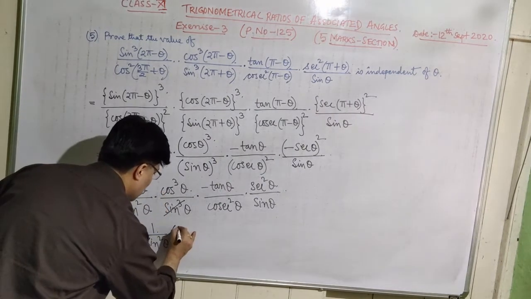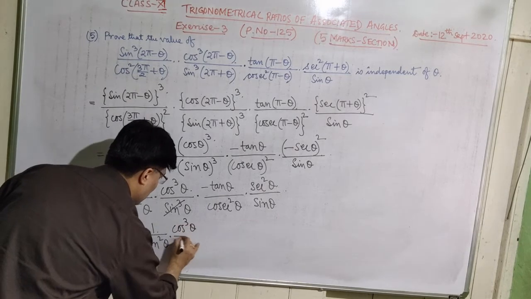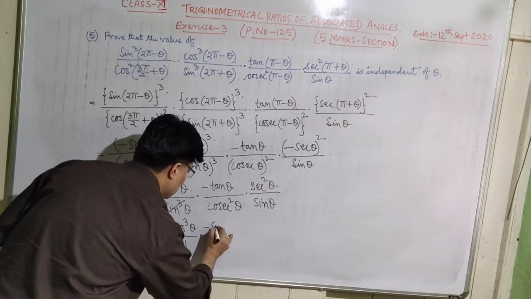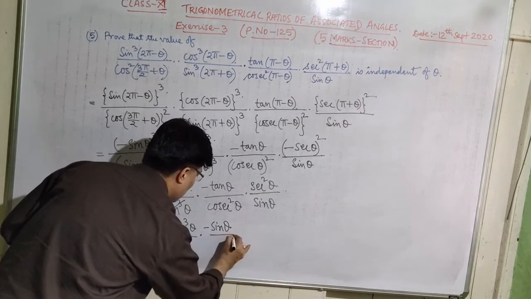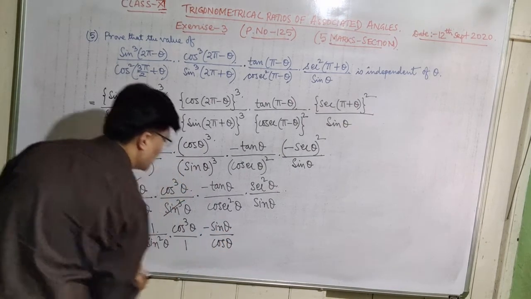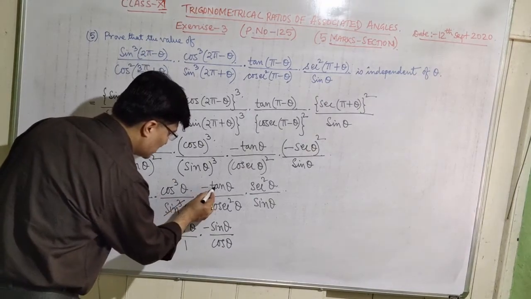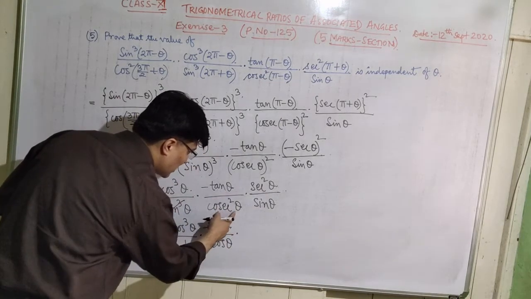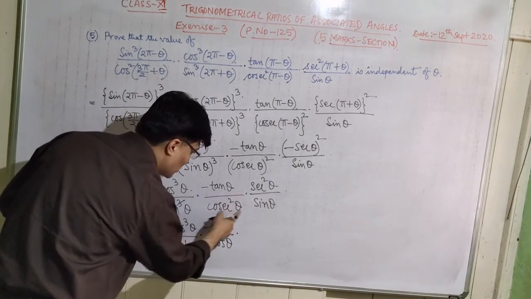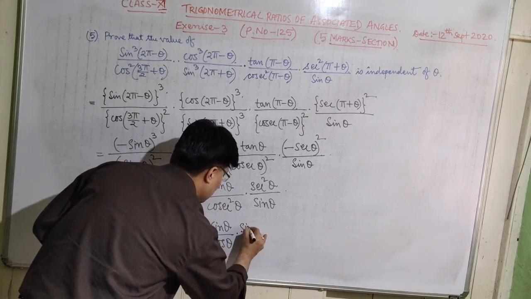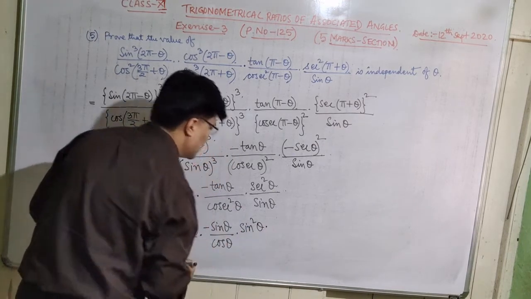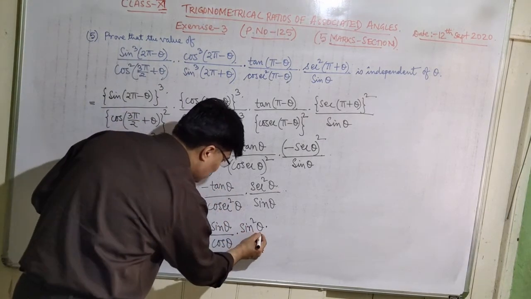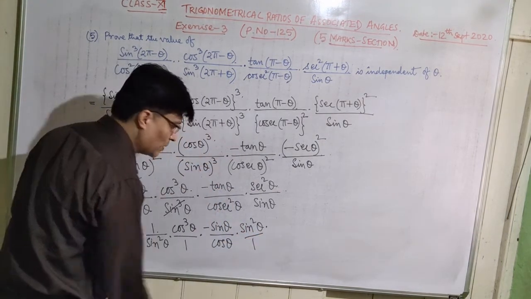into cos cube theta upon 1 into, now this is minus sine theta by cos theta, isn't it? Understood? So minus, what is tan theta? Sine theta by cos theta. Into, what is 1 by cosec square theta? It is sine square theta. Sine square theta upon 1.